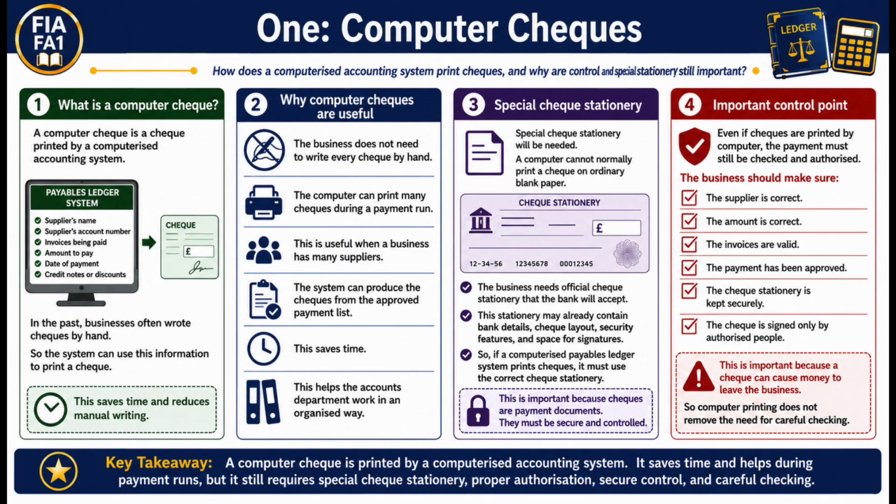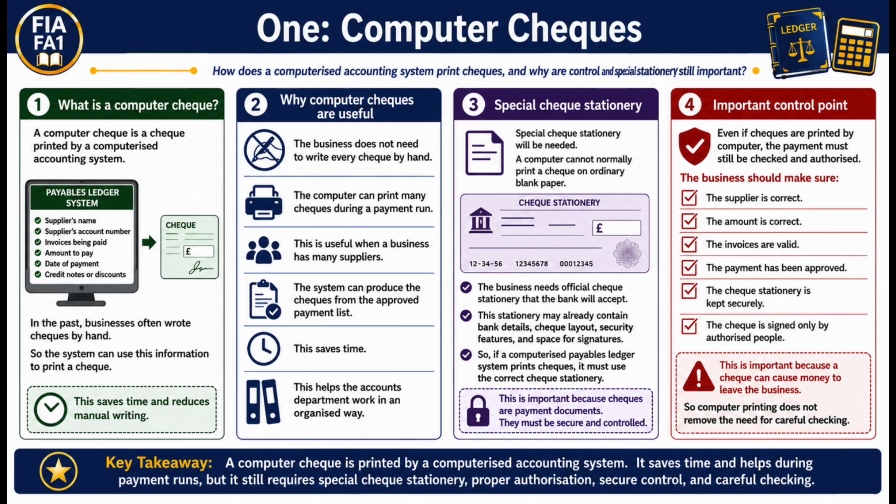Why are computer checks useful? Computer checks can be useful because they make the payment process more efficient. The business does not need to write every check by hand. The computer can print many checks during a payment run. This is useful when a business has many suppliers. For example, a large business may pay many suppliers at the end of the month. Instead of writing each check separately, the system can produce the checks from the approved payment list. This saves time and helps the accounts department work in an organized way.